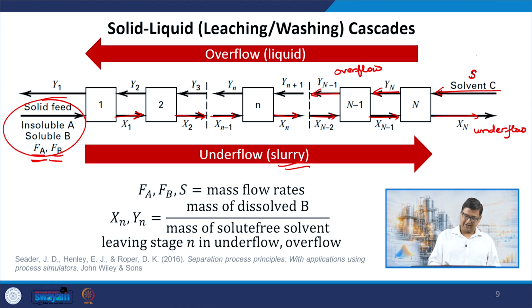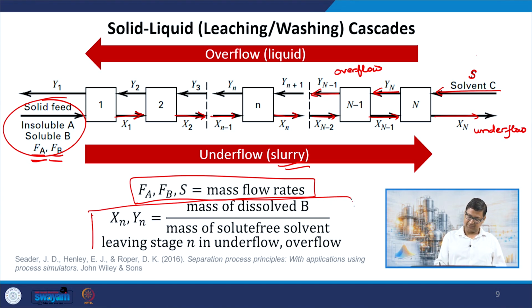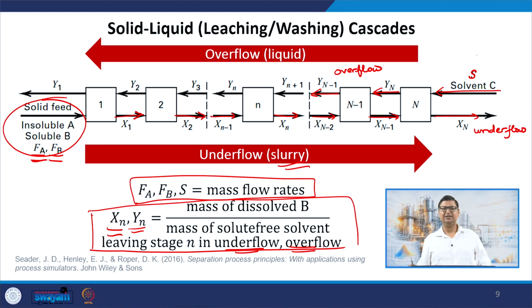So now let us define the mass flow rates Fa, Fb and S. Fa for insoluble, Fb for soluble, and S for the solvent that is coming in, the fresh solvent that is coming in. And now we can define a quantity xn and yn, xn for the underflow and yn for the overflow. That is essentially the mass of the dissolved B divided by the mass of the solvent, and that is solute free solvent, right?